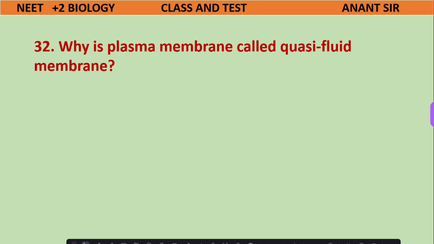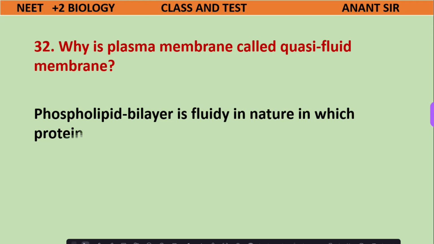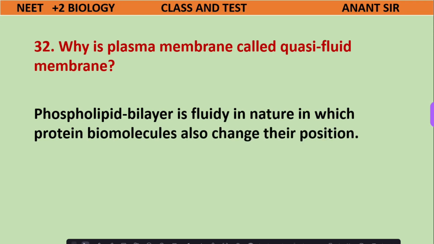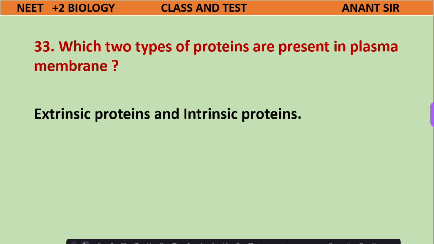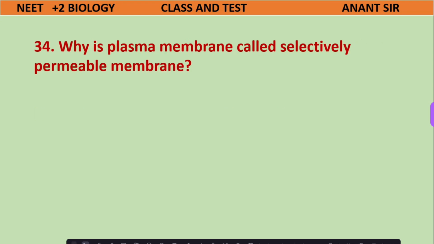Why is plasma membrane called quasi-fluid membrane? Phospholipid bilayer is fluid in nature, in which protein biomolecules also change their position, so plasma membrane is called quasi-fluid membrane. Which two types of proteins are present in plasma membrane? Extrinsic protein and intrinsic protein. These two types of proteins, extrinsic and intrinsic proteins, are present in plasma membrane.